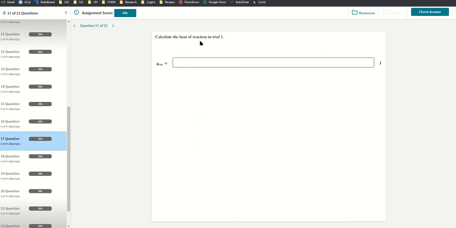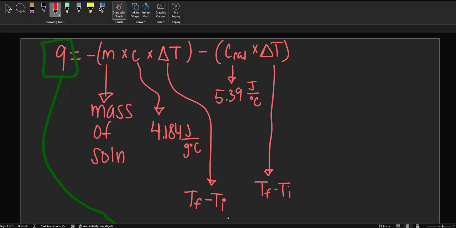So we just left off at question 17, and it told you, calculate the heat of reaction in trial one. Okay, so how are we going to do this? I'm going to show you. Heat of reaction, remember it was that equation I was pointing out, which is Q equals, and then this part, your m C_s, with the negative sign in front, minus big C_cal times delta T.